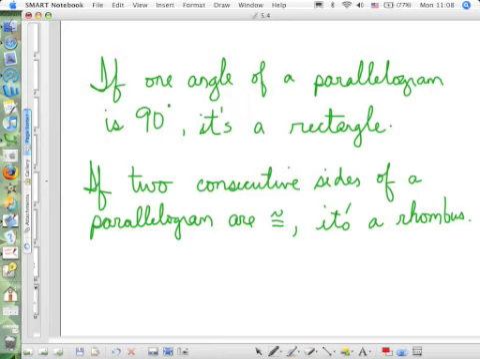And a rectangle? No, a rectangle's sides are not necessarily equal. A rectangle has 4 equal angles. You don't know if there are 4 equal angles. All you know is there are 4 equal sides.